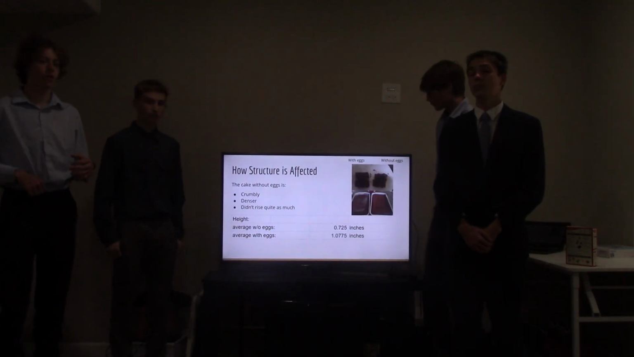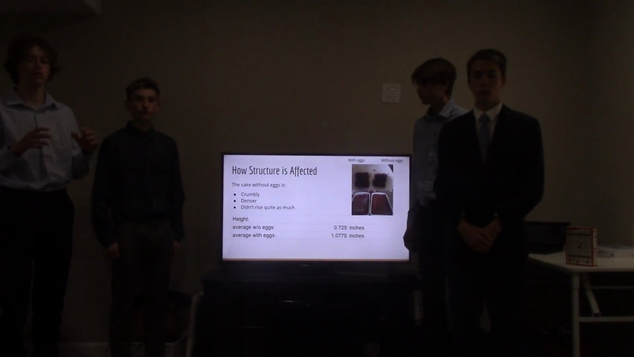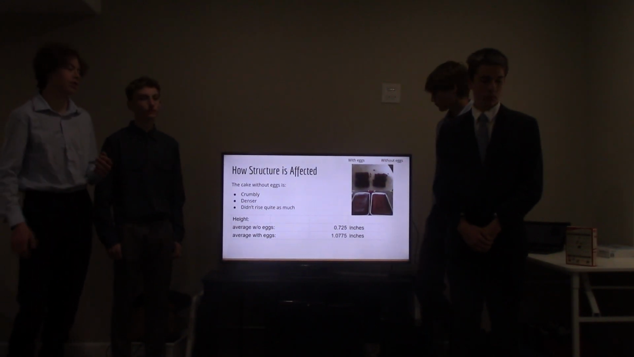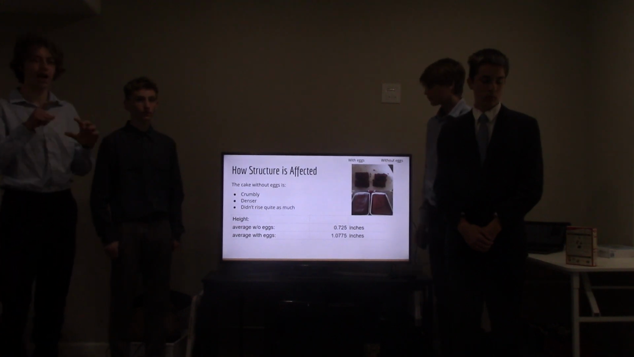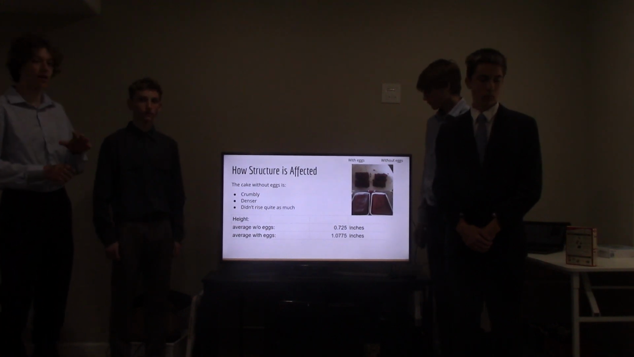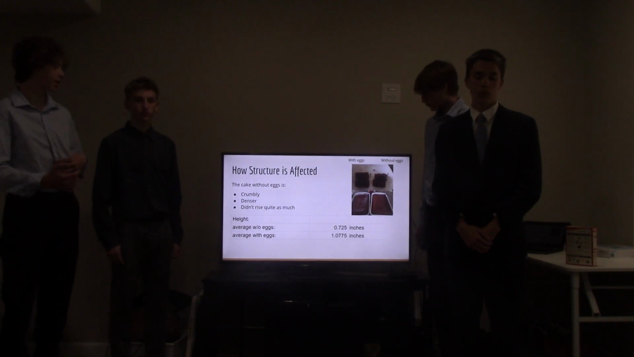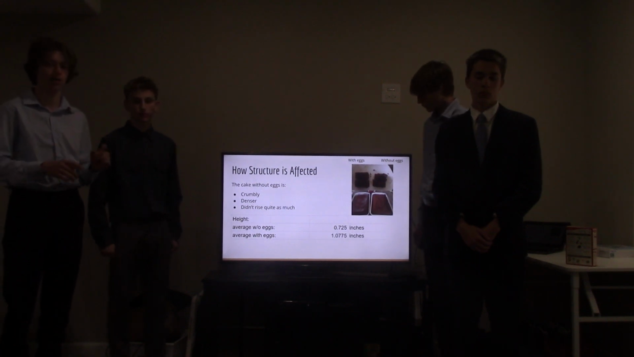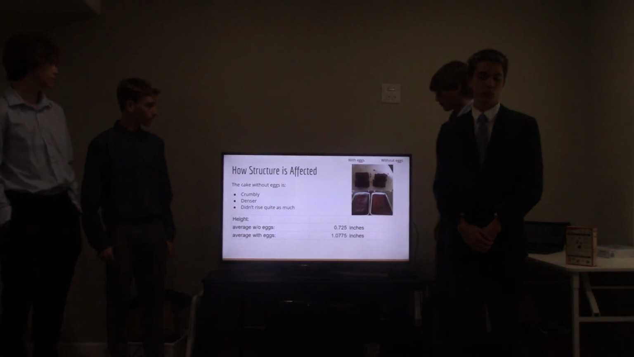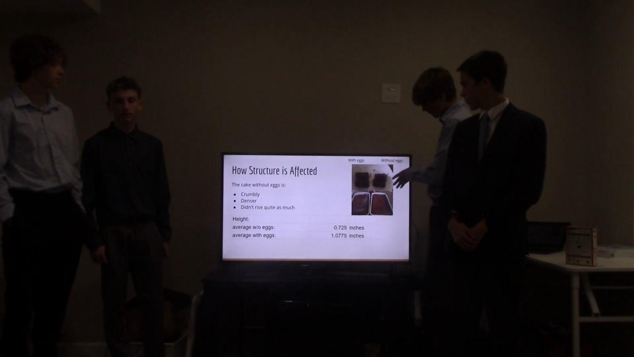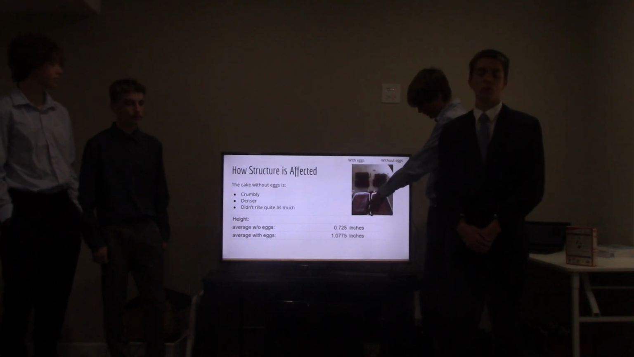So to start, we wanted to see how the structure of the cakes was affected, whether there were eggs present or not. The average height of our cakes that did not include eggs was around 0.7 inches. And the average height of our cakes with eggs was about 1 inch. So you can see in this image, there's a couple of slices of cake without eggs, a couple of slices with eggs, and the full cakes below.